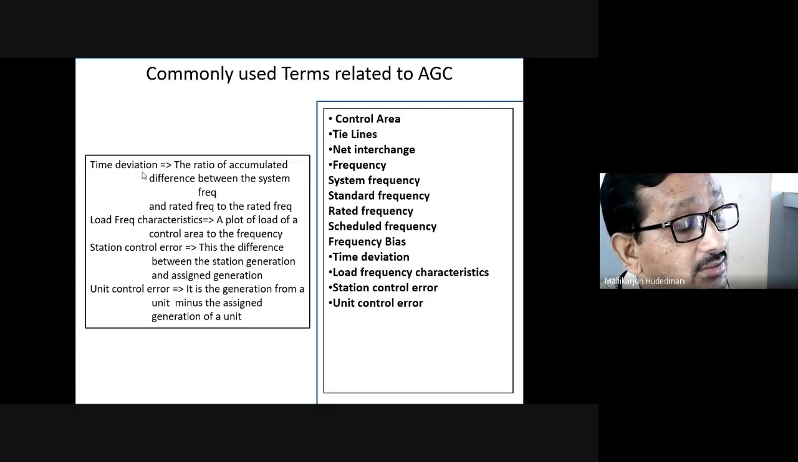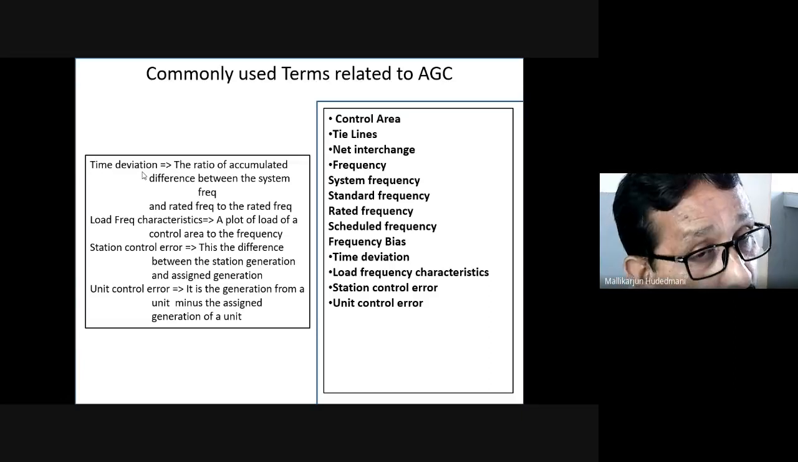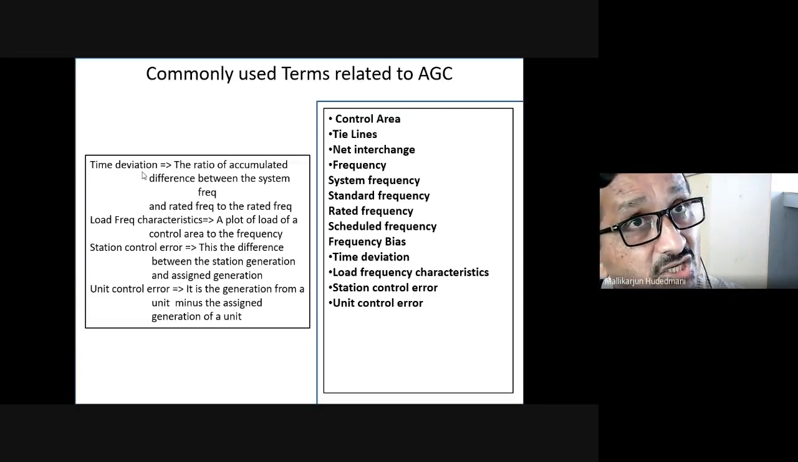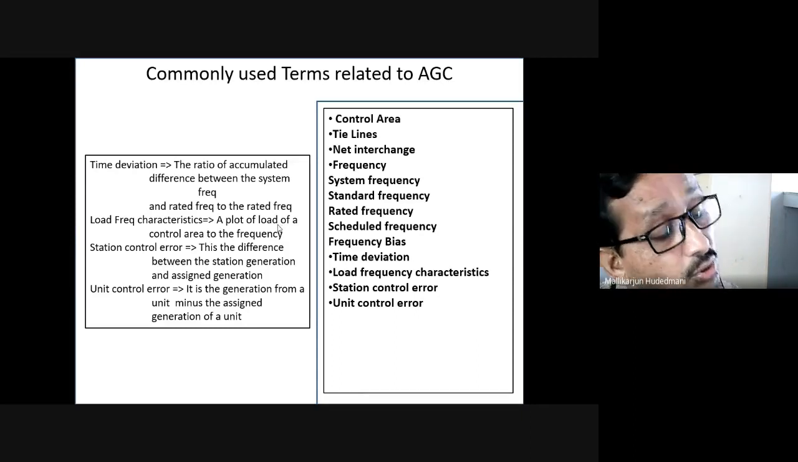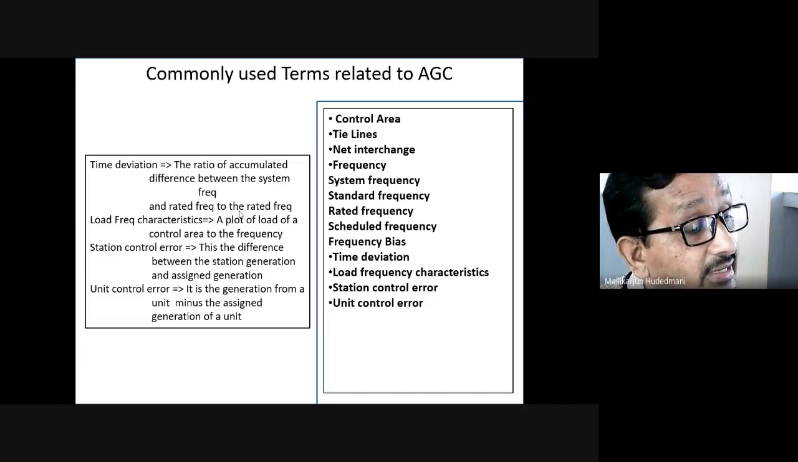This is required, so we can see how long the system is taking to cope with deviations in frequency under observation. That is noticed from the time deviation parameter. It is the ratio of the accumulated difference between system frequency and rated frequency, the error, in the numerator, to which the rated frequency in the denominator has to be taken. So that gives you time deviation.